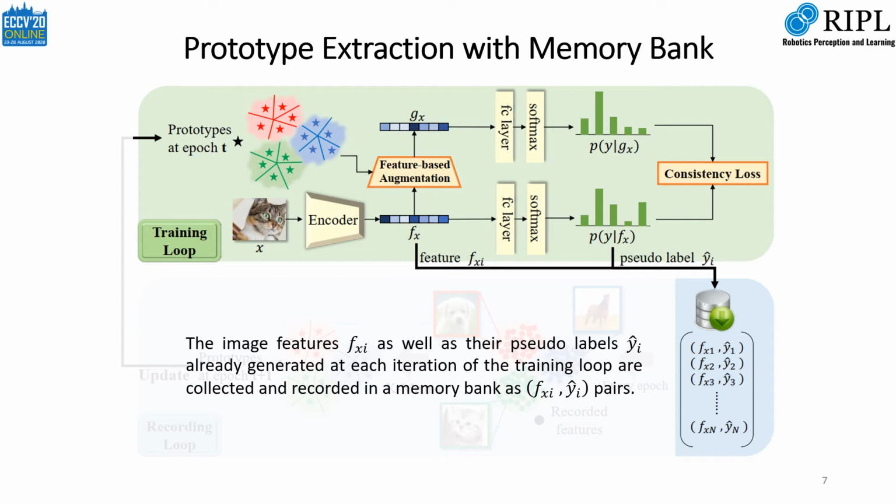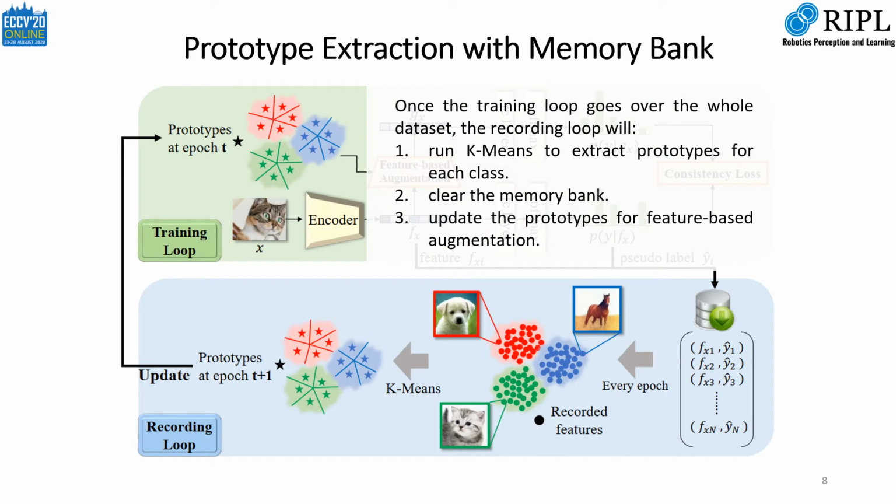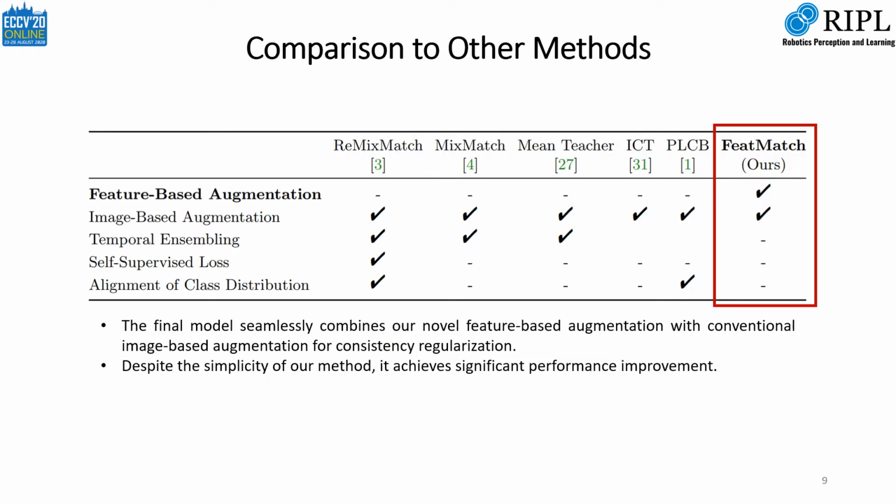By doing so, we avoid the computational issue of generating image features over the entire dataset before running k-means for prototype extraction. Once the training loop goes over the entire dataset, we'll pop out all the pairs of image feature and pseudo-label in the memory bank, and then run k-means to extract k prototypes per class. And then we'll update the prototypes for the feature-based augmentation module. And then the training loop will continue with the new set of prototypes. Our feature-based augmentation method can be seamlessly combined with other image-based augmentation for stronger consistency regularization.